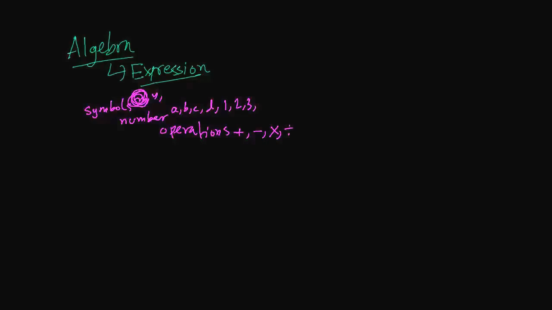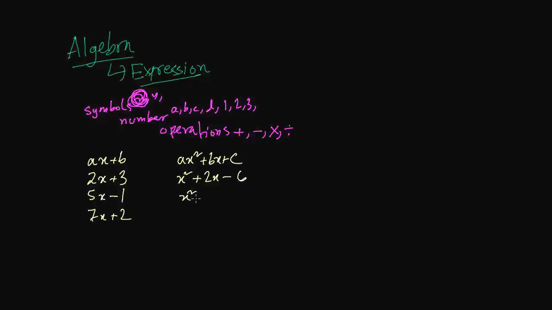So let me show you some examples of expressions. So ax plus b is an expression where a can be 2, b can be 3, it can be 5x, it can be minus 1, it can be 7x plus 2, it can be anything. So this is an expression. Then it can be ax squared plus bx plus c. So it could be x squared plus twice x minus 6. It could be x squared minus thrice x plus 5. It could be 2x squared plus 7x minus 1.